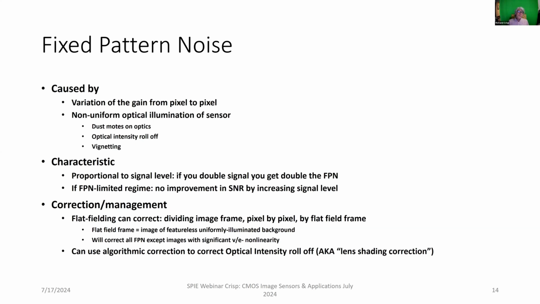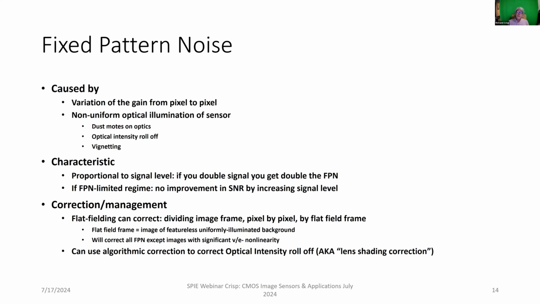One of the challenges with fixed pattern noise is that it's proportional to the signal level. So simply taking a longer exposure doesn't get rid of it. And so if you're in the operating regime of the image sensor where you're fixed pattern noise limited, you don't see any improvement in the signal to noise ratio by increasing the signal level. But it turns out that there's some rather straightforward things that we can do to actually remove the fixed pattern noise within limits. And one of those is to perform something called a flat fielding operation.